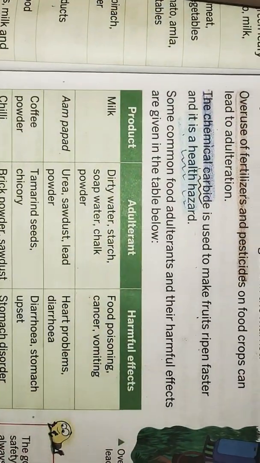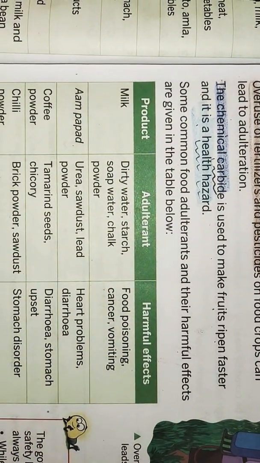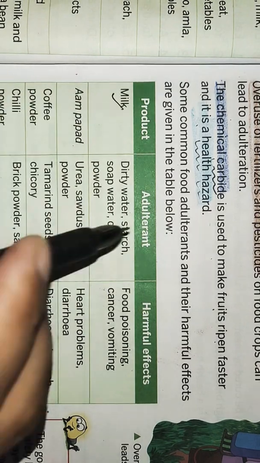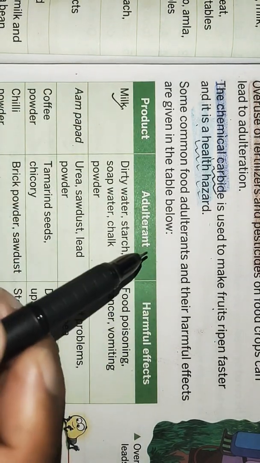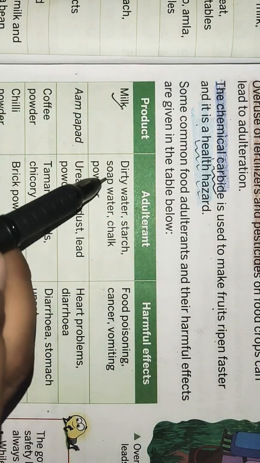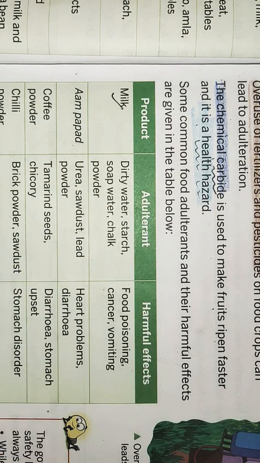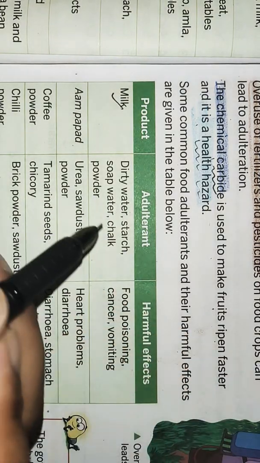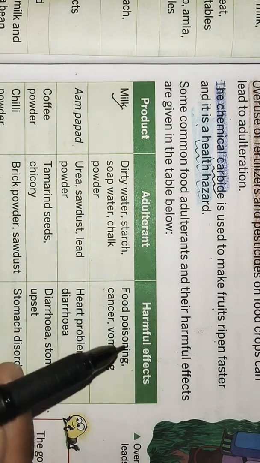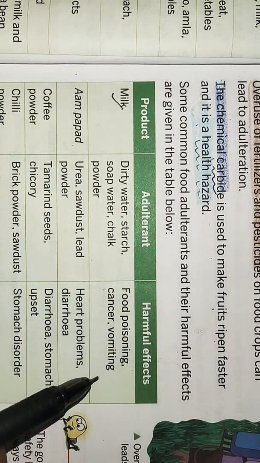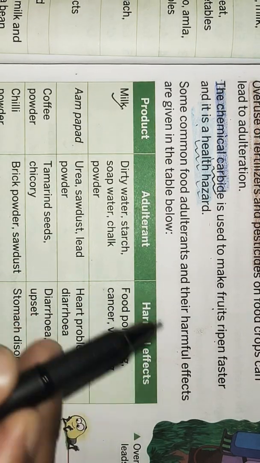Some common food adulterants and their harmful effects are given below. All right, so let us talk about milk. What they add is dirty water, starch, soap, water, chalk powder. You must have seen on TV news also, they do all this. So what will happen? Food poisoning, cancer, and vomiting. Very risky, people. We need to be very careful with this.